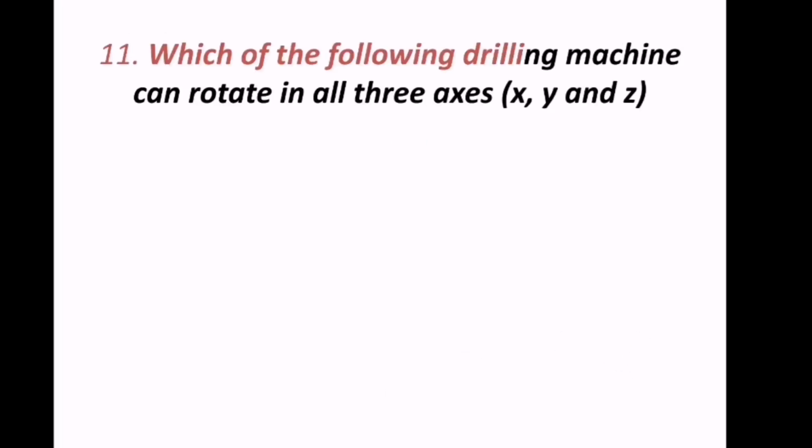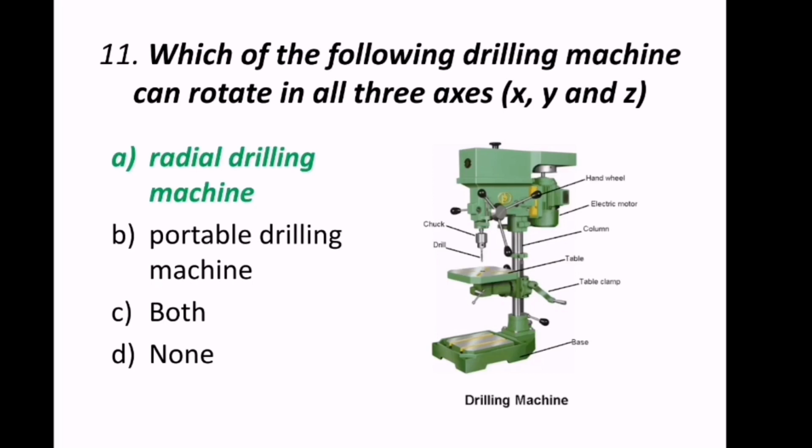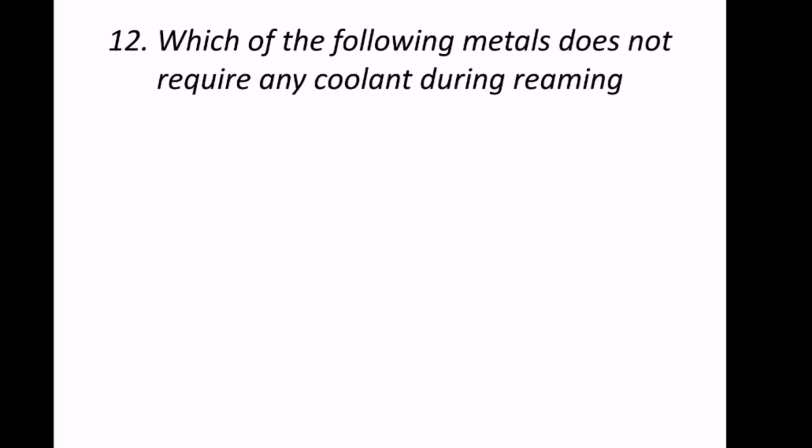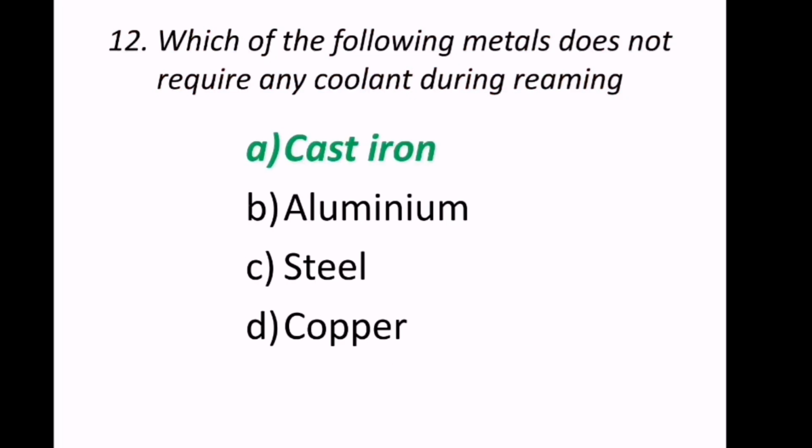Eleventh question, which of the following drilling machines can rotate in all three directions, like X, Y and Z axis? Maybe radial drilling machine, portable drilling machine, both or none of the above. Here the correct answer is radial drilling machine, which is used in all three directions. Twelfth question, which of the following metals does not require any coolant during the reaming process? Maybe cast iron, aluminium, steel or copper. During the reaming process in cast iron, coolant is not required.